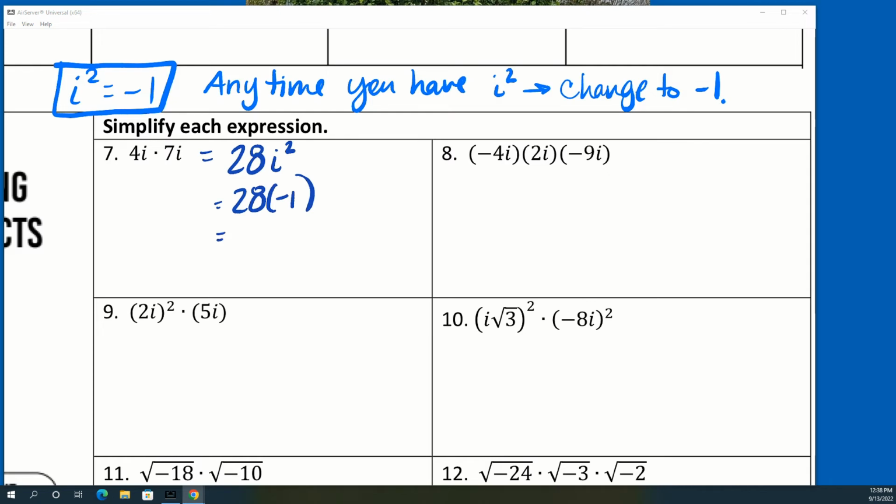So what do you guys think this should be? -28. It's okay.